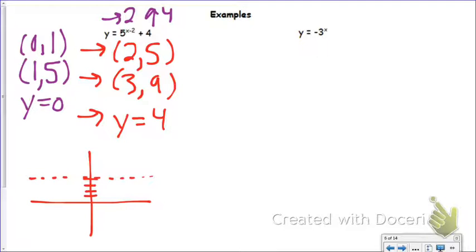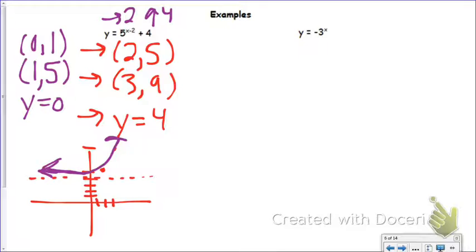So I have an asymptote at y equals 4. (2, 5) is a point, and then (3, 9) is a point. So my graph would look something like this. The same shape as that parent function, and that should go closer to the asymptote. It's not a very good graph, but you guys see the general shape there.